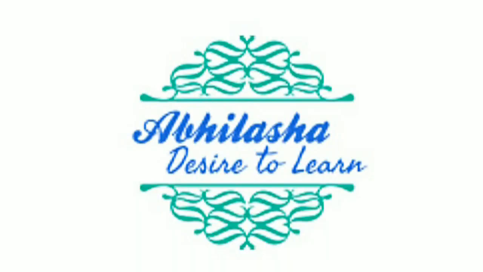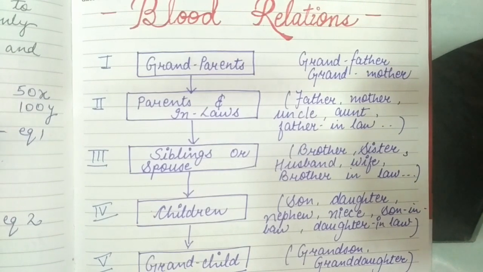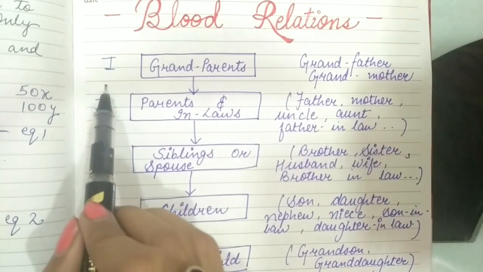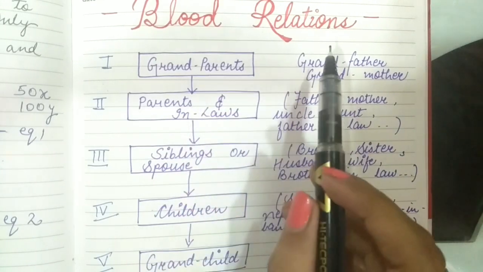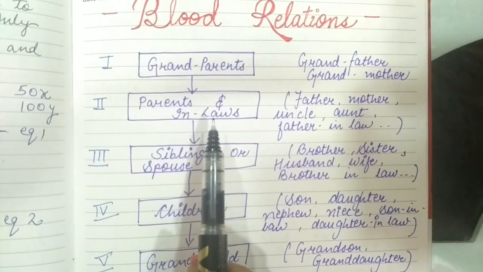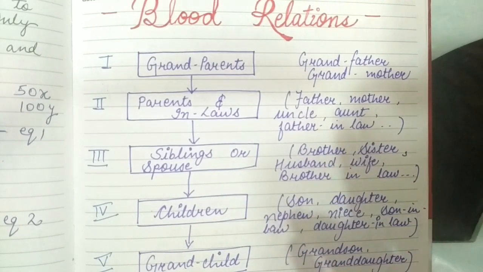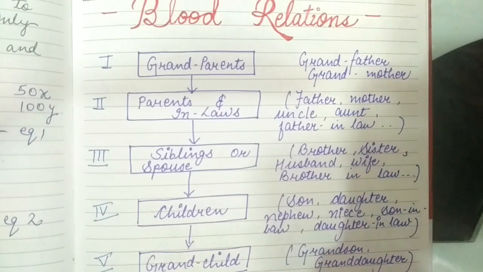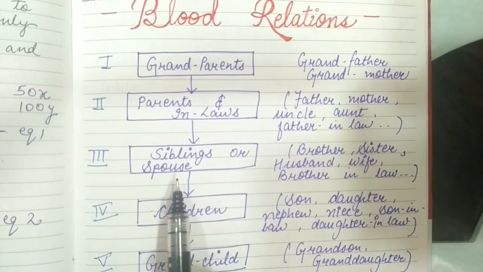Today we are going to discuss a very easy and interesting topic, that is blood relations. As you can see, I have already prepared here a chart based on generations. Here generation 1 is represented by our grandparents, that is our grandfather or grandmother. Next is parents and in-laws like father, mother, uncle, aunt, or in the question it may be given as father-in-law or mother-in-law. Next is siblings or spouse.